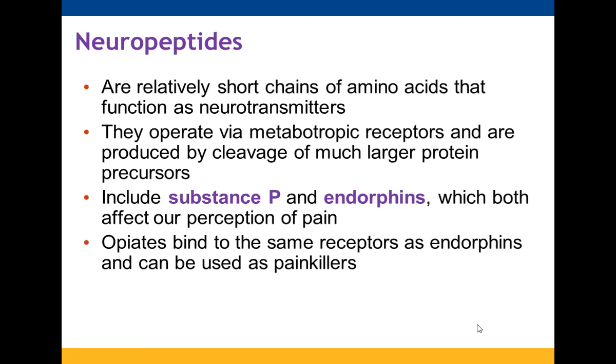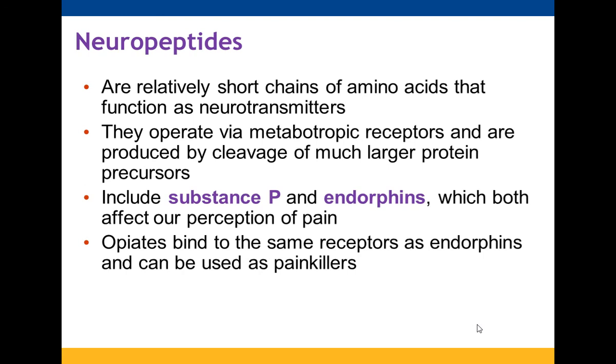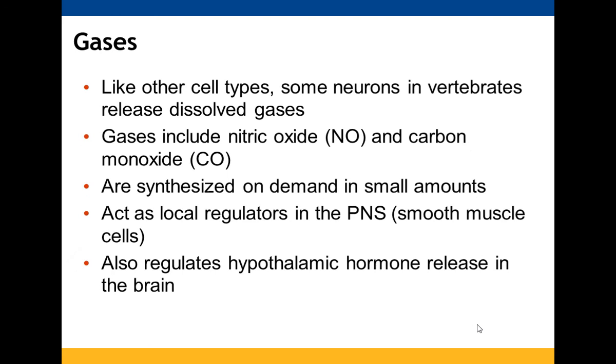Neuropeptides are short chains of amino acids that are able to operate via those metabotropic receptors. They are made by cleaving larger protein precursors. Endorphin and substance P are two examples of those. They are neurotransmitters that affect our pain perceptions. And opiates bind to the same receptors as endorphins, which is why they are able to be used as painkillers.